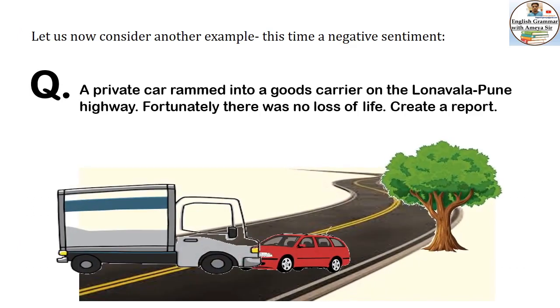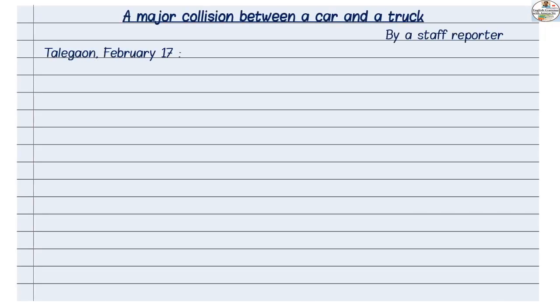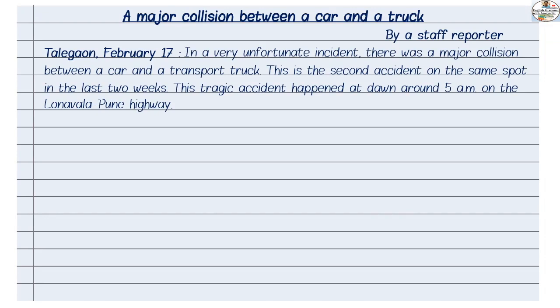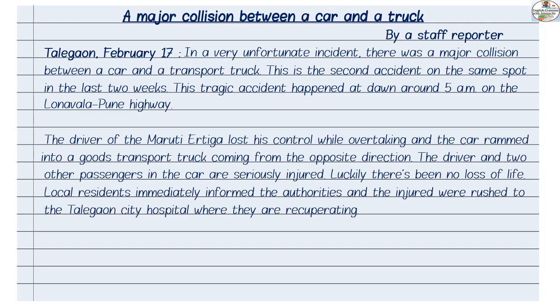A private car rammed into a goods carrier on the Lonavala-Pune highway. Fortunately, there was no loss of life. Create a report. Okay, so we start with a heading followed by the reported byline and the dateline covering the place. The first paragraph could be something like this. In a very unfortunate incident, there was a major collision between a car and a transport truck. This is the second accident on the same spot in the last 2 weeks. This tragic accident happened at dawn around 5 a.m. on the Lonavala-Pune highway.